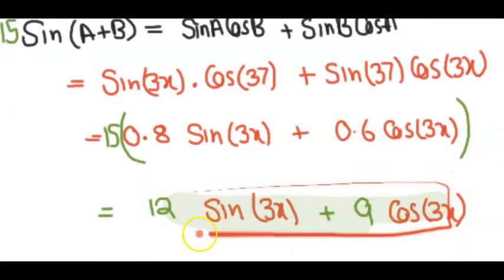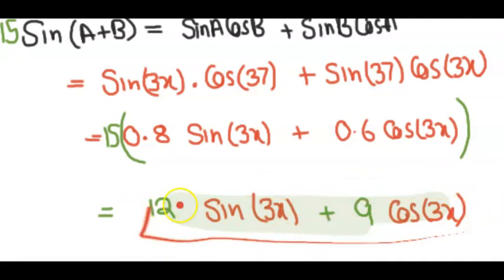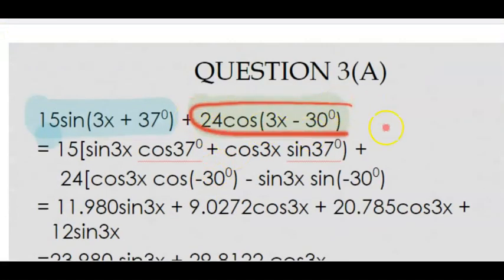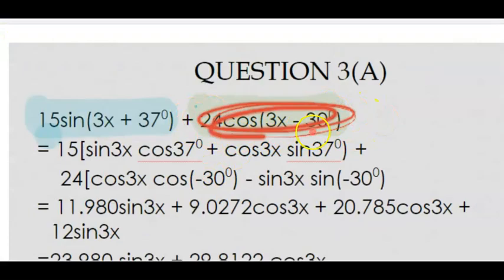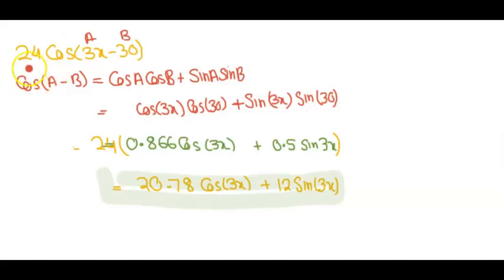Once you've done this bit, you need to repeat the same thing for 24 cos 3x minus 30. For the second part, 24 cos 3x minus 30, you need to use this formula, cos A minus B. Cos A minus B has a formula, cos A cos B plus sine A sine B, where A is 3x and B is 30. Now, instead of A, put 3x. Instead of B, just put 30.